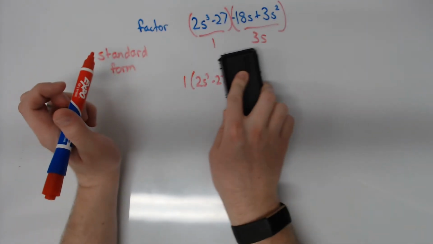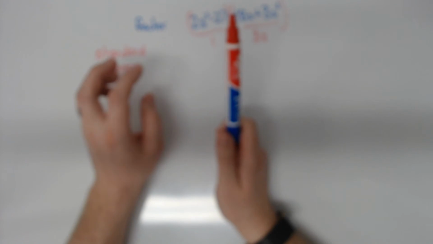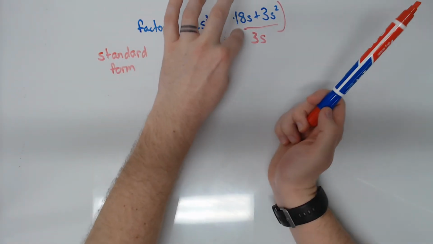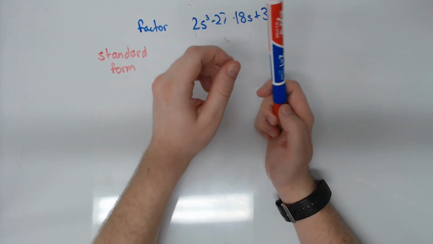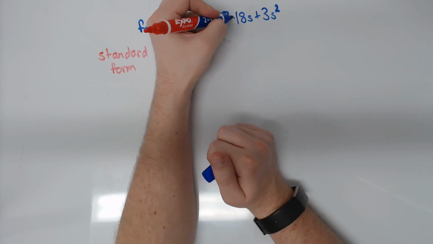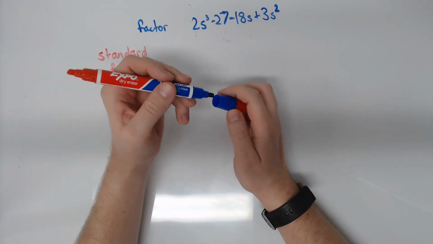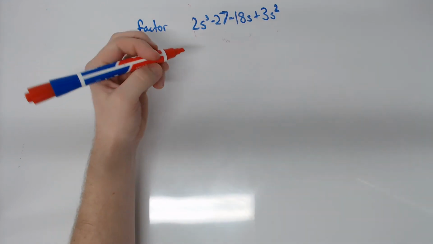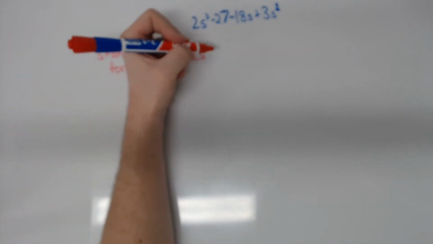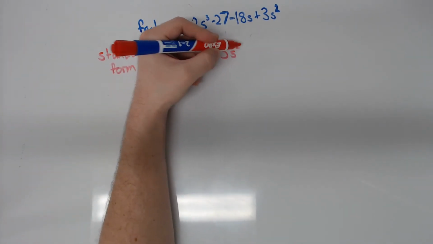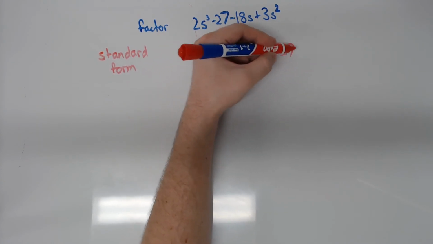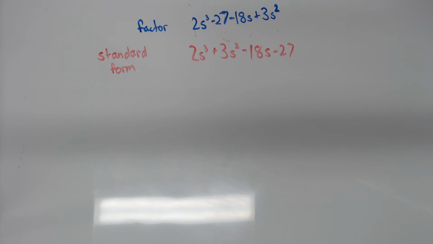So let's fix this. The way we're going to fix it is by rewriting it in standard form. So I don't like these groupings. These groupings didn't work. In fact, grouping it this way will never work because the s's won't match up. So standard form is a safe bet. All right, so I'm going to rewrite this in standard form. 2s cubed is my biggest degree term, plus 3s squared minus 18s minus 27. And this reordering is enough to make factoring by grouping possible.